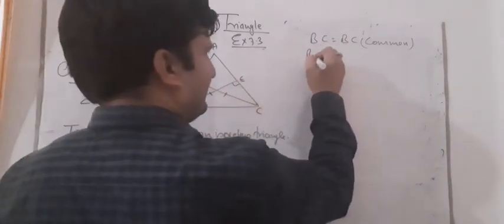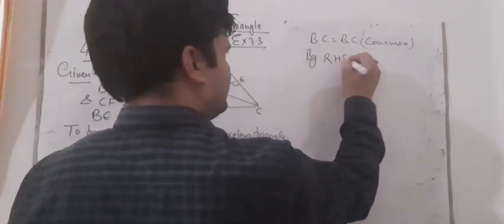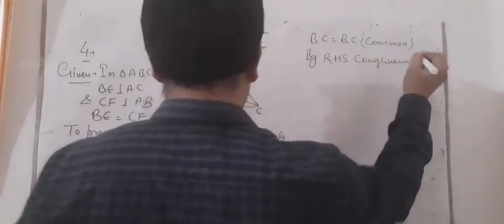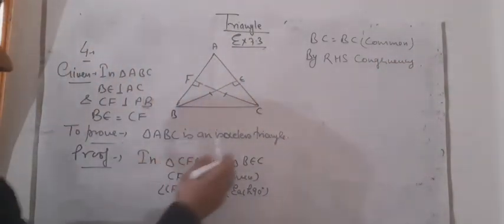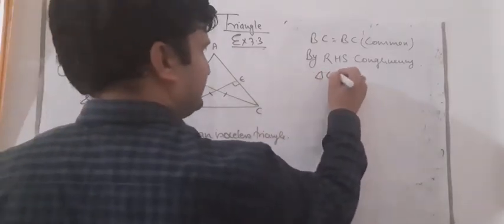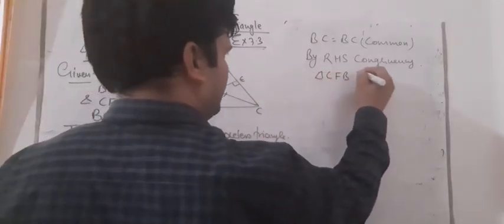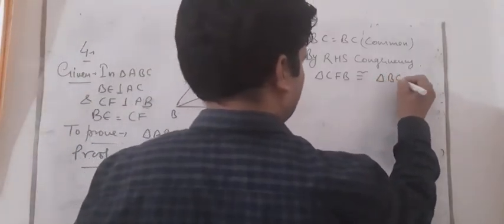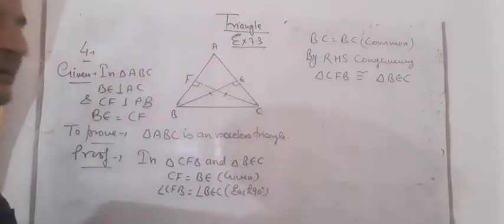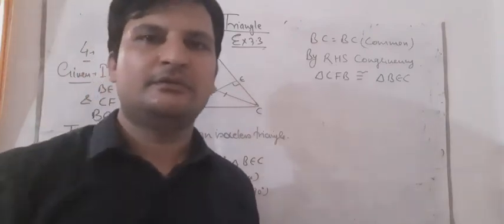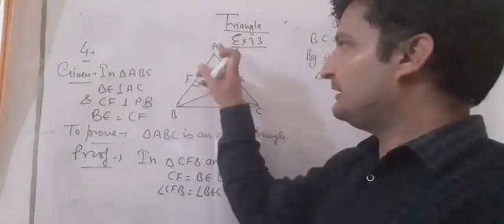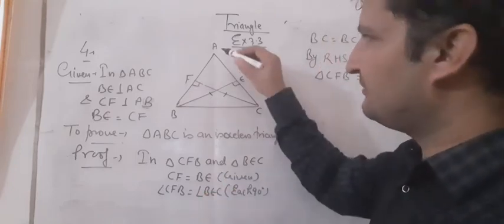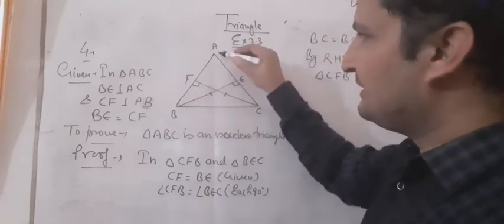By RHS congruency, we can say that triangle CFB is congruent to triangle BEC. It means these two triangles are congruent to each other. Now we have to prove that ABC is an isosceles triangle. ABC is an isosceles triangle means student we have to prove that AB is equal to AC.